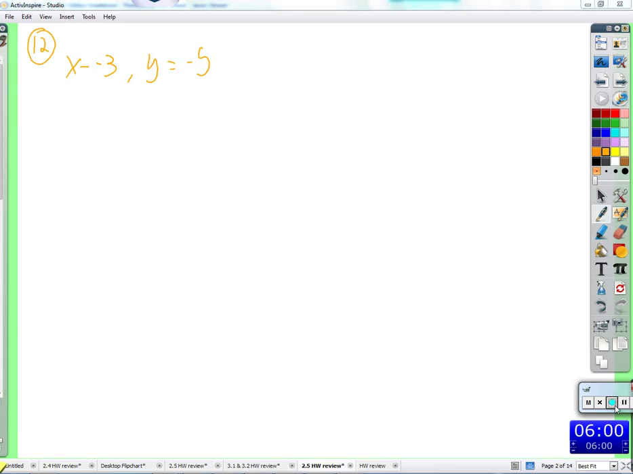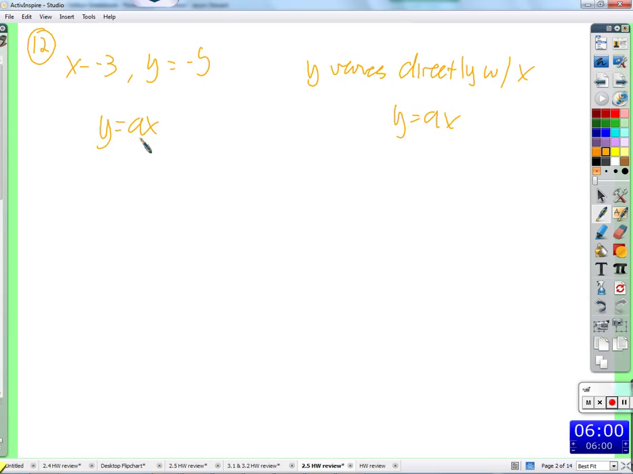Alright, so this part that I'm about to say is really key. The instructions say to be given that y varies directly with x. Does it mean that y varies directly with x? It's one thing, one simple thing. Yeah? y equals ax. That's right, y equals ax. That's exactly the definition of it varies directly. It's a constant times x gives you y. So that must be true for these variables.